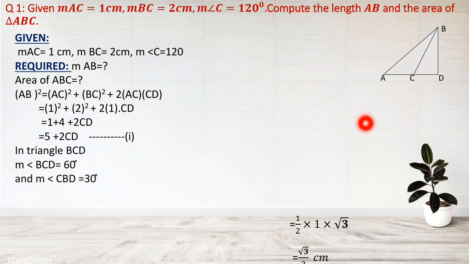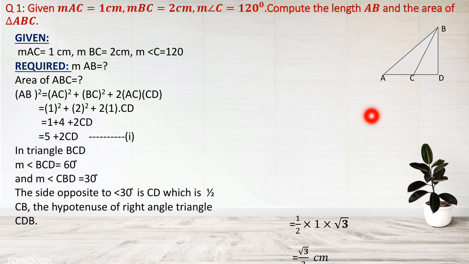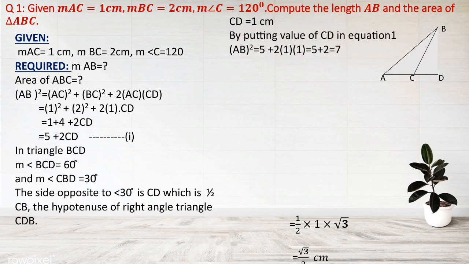So students, here we can see that this angle CBD should be 30 degrees. Now students, the side opposite to 30 degrees is half of BC. As BC side is 2 centimeters, this CD side should be half of BC. So the length of this side, CD, would be 1 centimeter. Now put all these values in equation 1, and we are left with AB square equals 7, and here we have the value of AB.